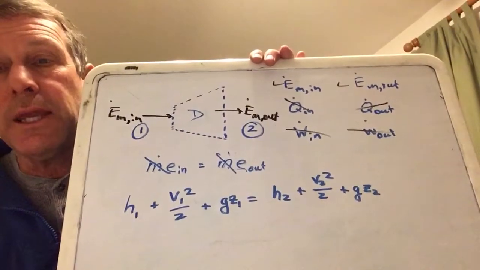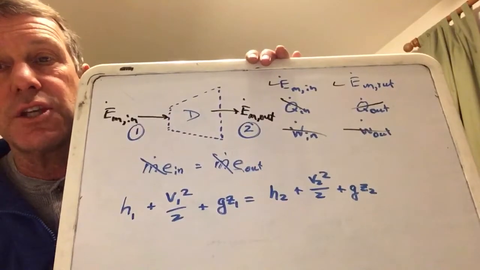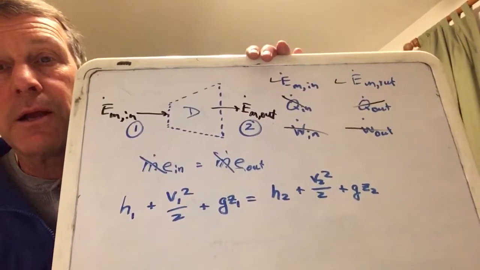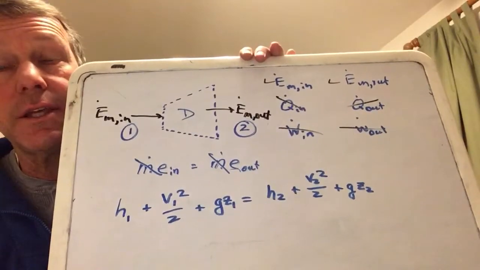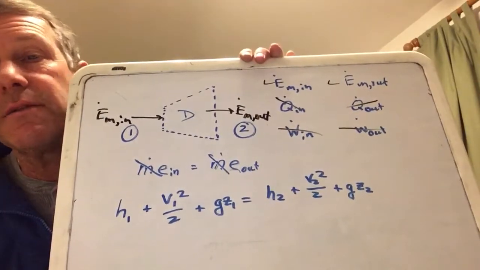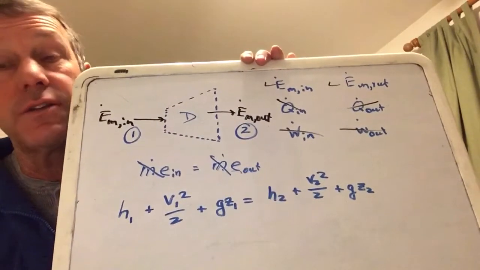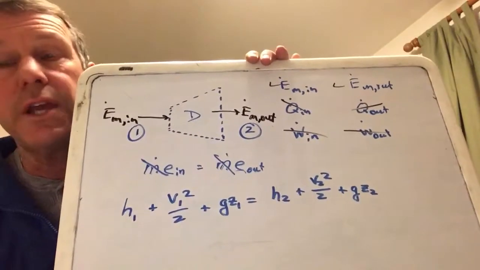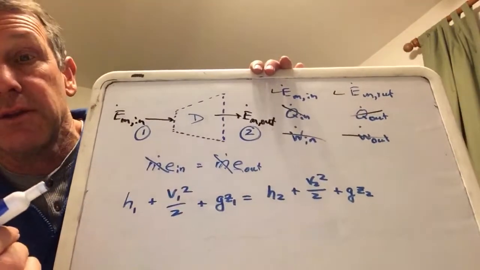Can we eliminate any of those terms? For any of them, is there an insignificant change as we go through? Let's start with velocity. Velocity at the inlet, 200 meters per second. Velocity at the outlet, 10 meters per second. Is that a significant change? Yeah, that's a huge change. So we're not going to be able to say these two terms are equal. So we can't do that.